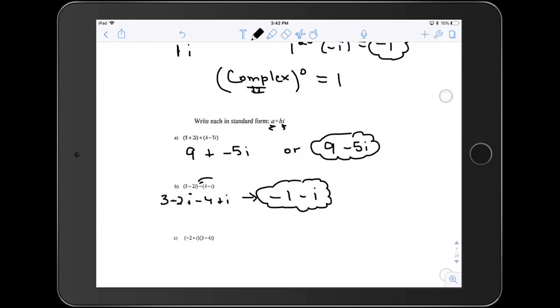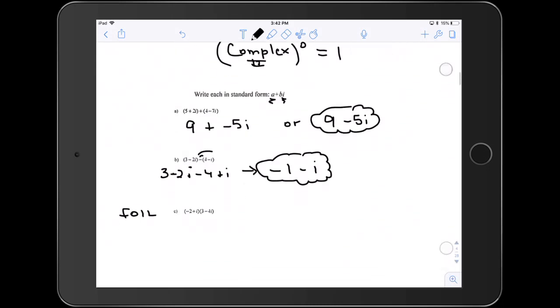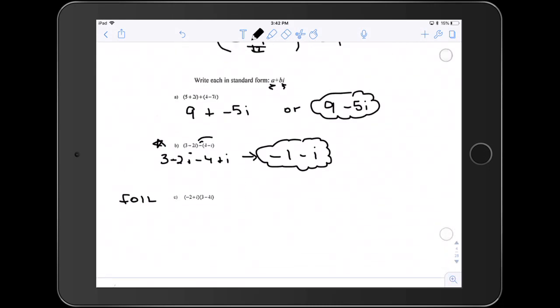This here you FOIL out, or extended distribution, however you're taught it. So again, be careful to distribute that negative. Here, we're going to multiply out, FOIL out, so we have negative 6 plus 8i plus 3i minus 4i squared. So we end up with negative 6 plus 11i plus 4.